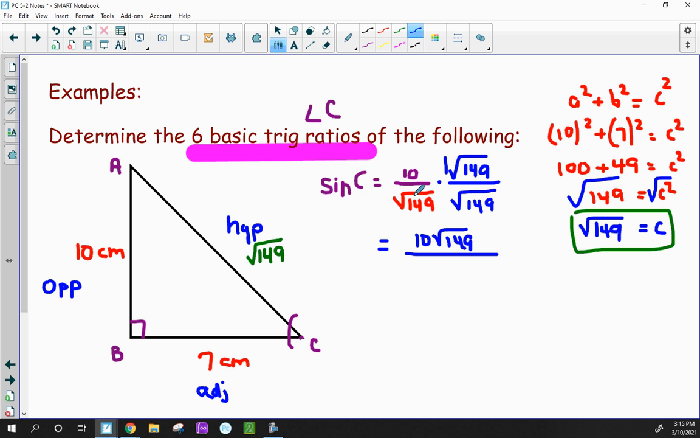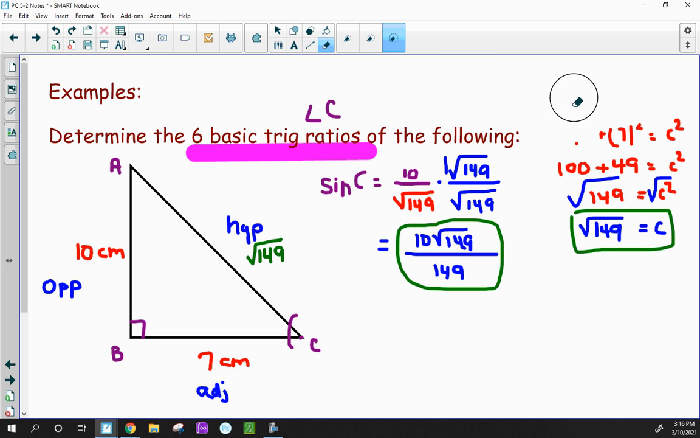On the bottom, square root of 149 times itself is just 149. It's the square root of a huge number, but when you take the square root of it, this is your result. And then the last thing you do is check to see if these whole numbers reduce, like 10 over 149, and it does not. And so this is the best simplified radical answer for the sine of C.